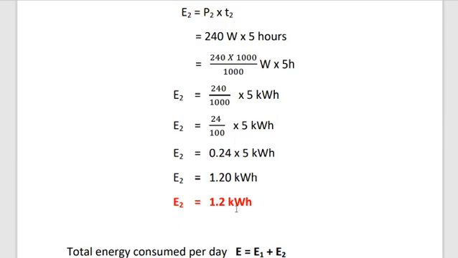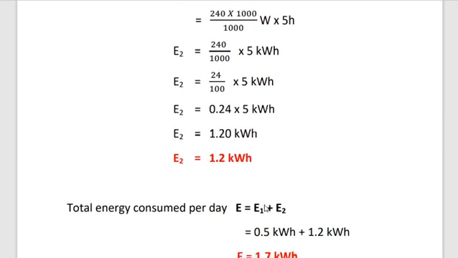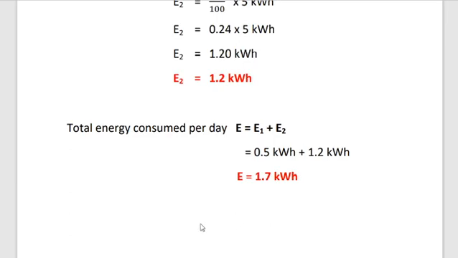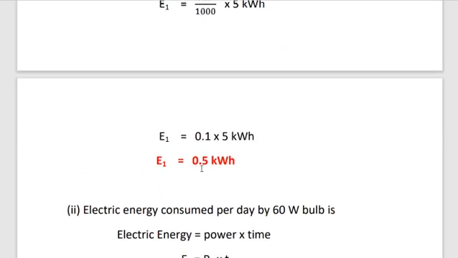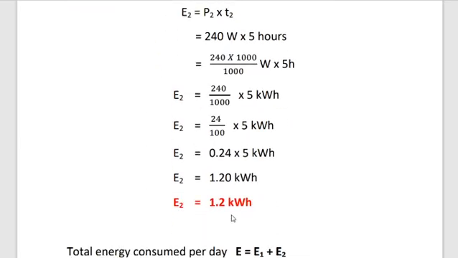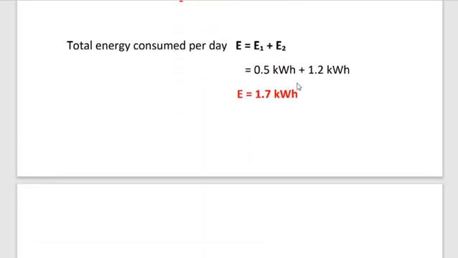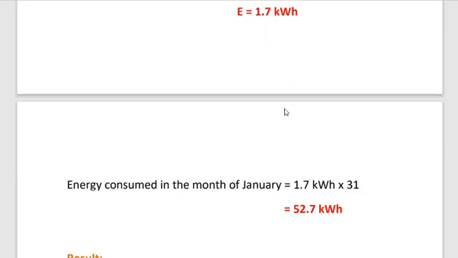So E2, the electric energy in the second case, is equal to 1.2 kilowatt hour. To get the total energy consumed per day, we add the two cases E1 and E2. So total electric energy E is equal to E1 plus E2. E1 is 0.5, E2 is 1.2. So 0.5 kilowatt hour plus 1.2 kilowatt hour means 1.7. So total energy consumed per day is equal to 1.7 kilowatt hour.